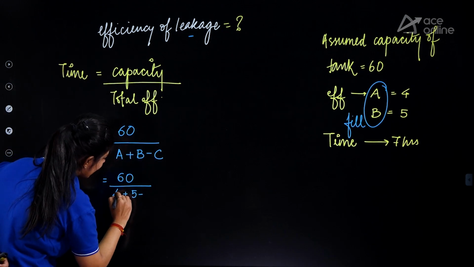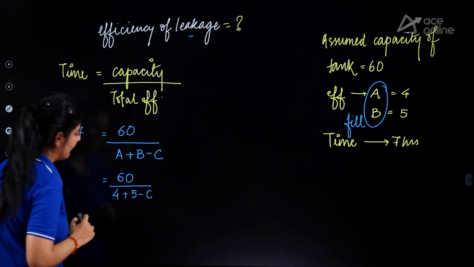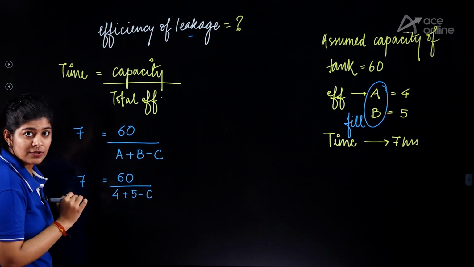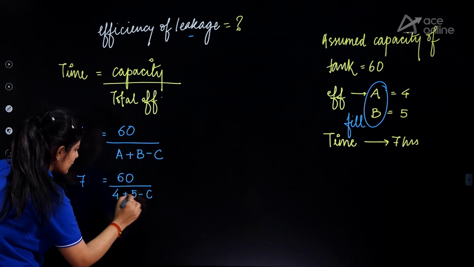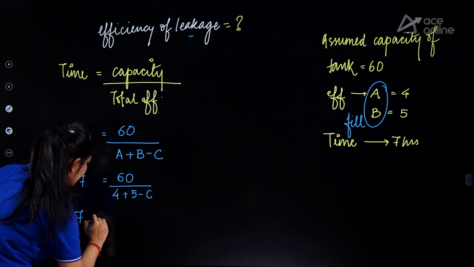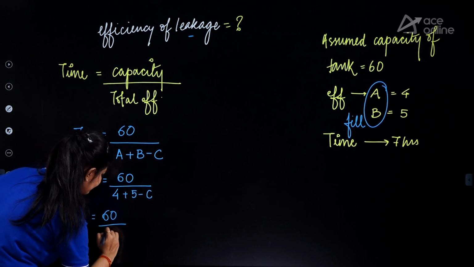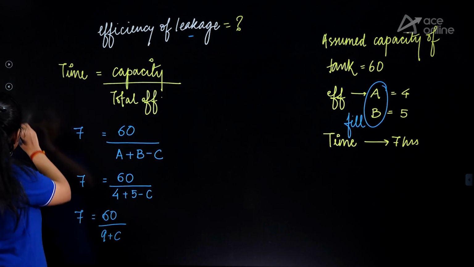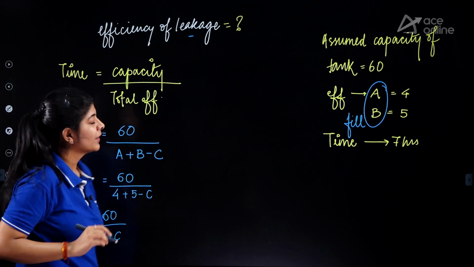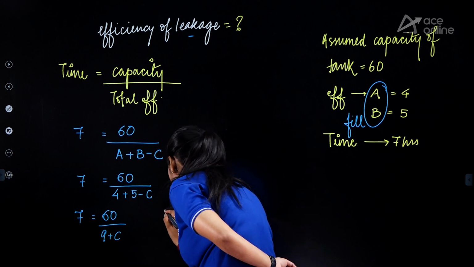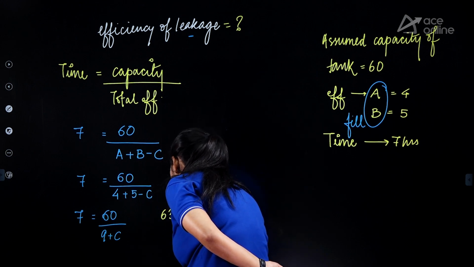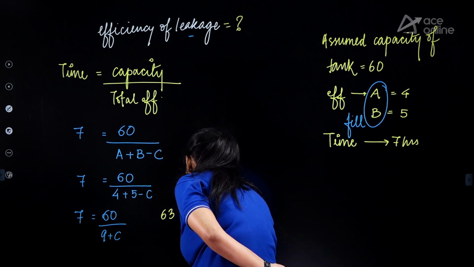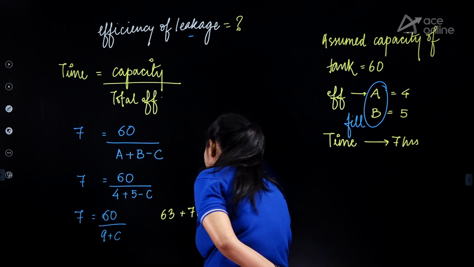Right? So here we are having 4, here we are having c. And this should be equal to 7, right? So here we are having 7 equals 60 by 9 plus c, right? We just simply cross multiply over here, and what we will get, 63 plus 7c is equal to 60, right?